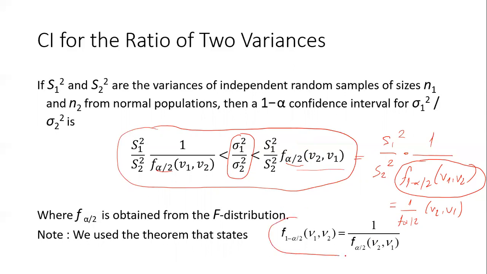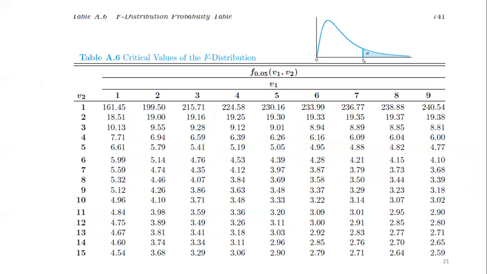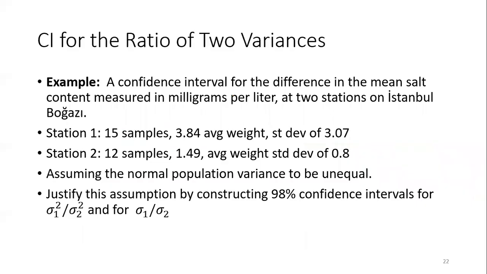Okay, so just look at this one, f 1 minus alpha over 2. This is what we said before. That's great. And these are the critical values of the f distribution. Okay. And let's look at the example here.